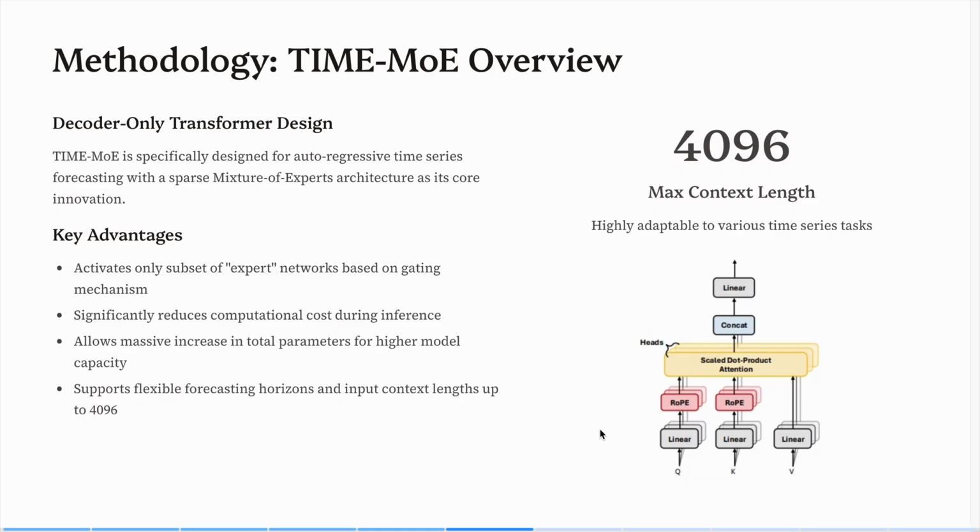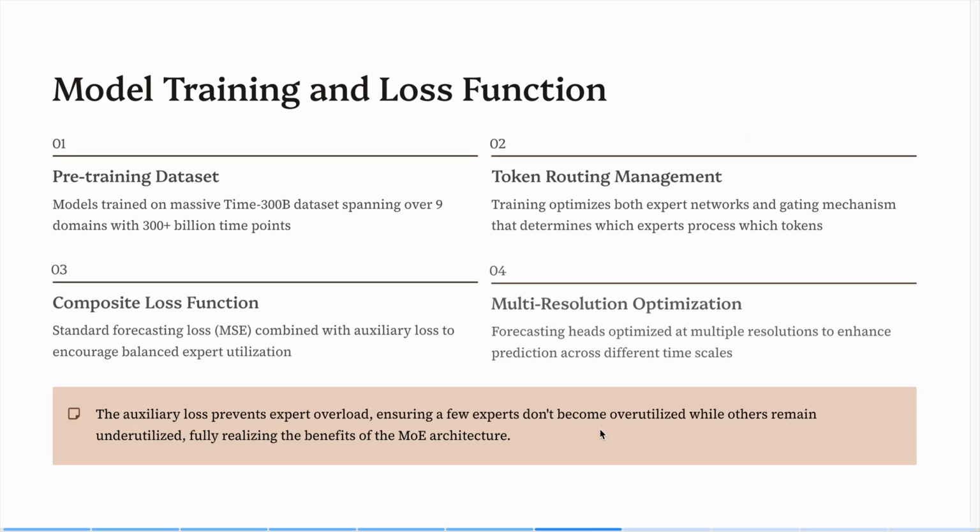This auxiliary loss prevents a few experts from becoming overloaded while others remain underutilized, ensuring that the benefits of MoE architectures are fully realized. Multi-resolution forecasting heads are optimized during training to enhance the model's ability to predict across different time scales. Now moving on to the main results, the zero shot forecasting. Now let's examine the main result, starting with the zero shot forecasting.